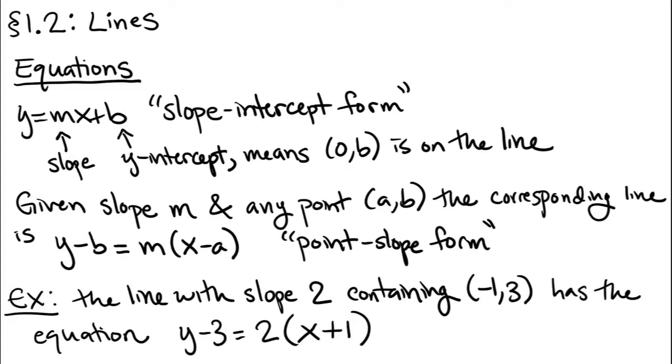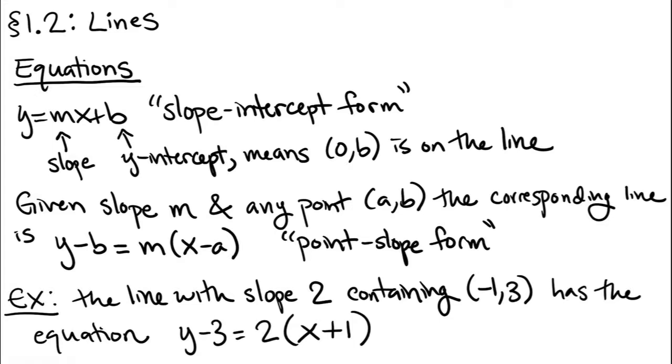Notice that if you plug in this point, x equals minus 1 and y equals 3, you get the equation 0 equals 2 times 0. That's a true equation, so the point (negative 1, 3) is indeed on this line. What is the slope-intercept form of this same line? Pause the video for a moment to think about your answer.